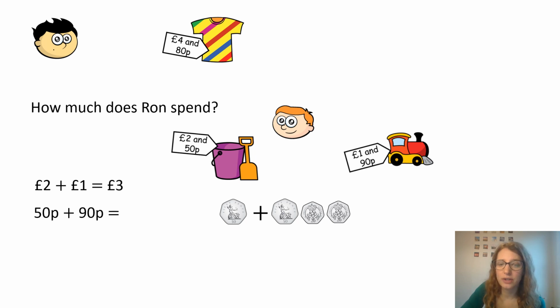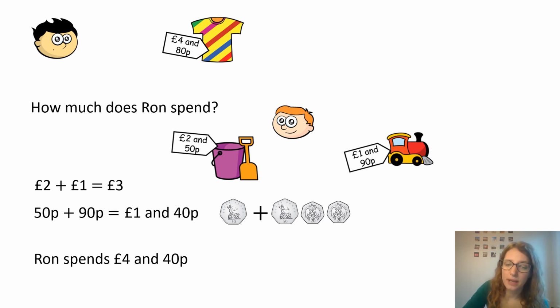Add them together, you get 20, 40p. Okay, so that's another £1.40 there. So let's add all the pounds together. Okay, 3 and 1, and then the 40p as well. So he spends £4 and 40p. Make sure you're putting that pound sign at the beginning, okay? So we're trying to use the correct symbol, so it's not just 4 and 40, it's £4, 40p, okay?